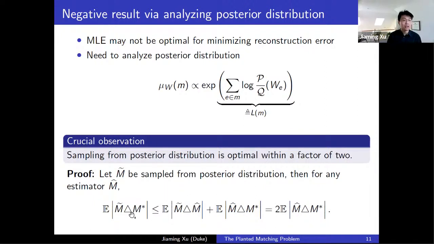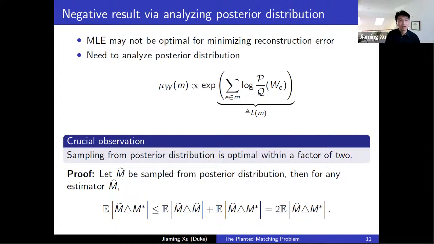Now here, if you look at the difference between M tilde and M star, this, by the triangle inequality, can be upper bounded by the difference between M tilde and M hat plus the difference between M hat and M star. Now, a very crucial thing is that M tilde is drawn from the posterior distribution. And according to the model, M star also follows the posterior distribution when you condition on the weight. So M tilde and M star are statistically indistinguishable. That's why these two expectations are the same, and so you have 2 times the expected value of the difference between M hat and M star. And that's the reconstruction error for M hat.